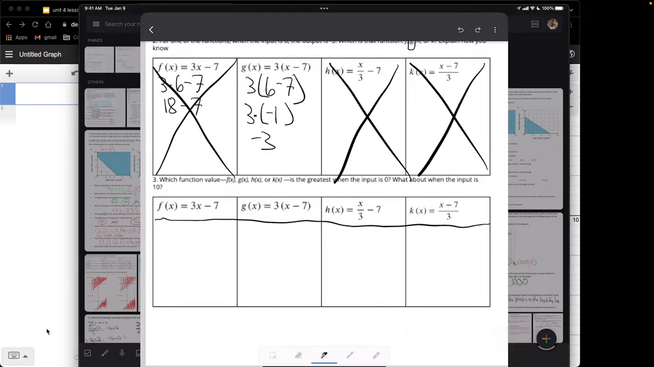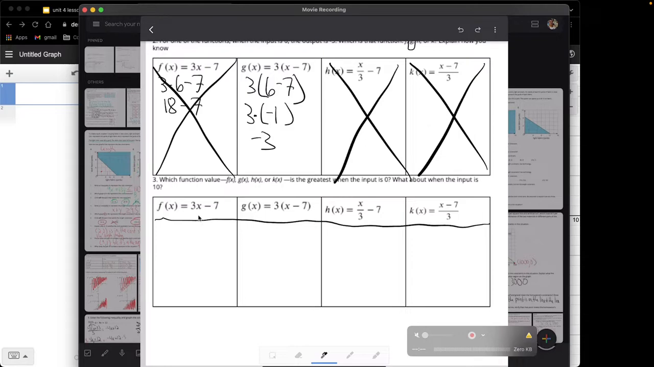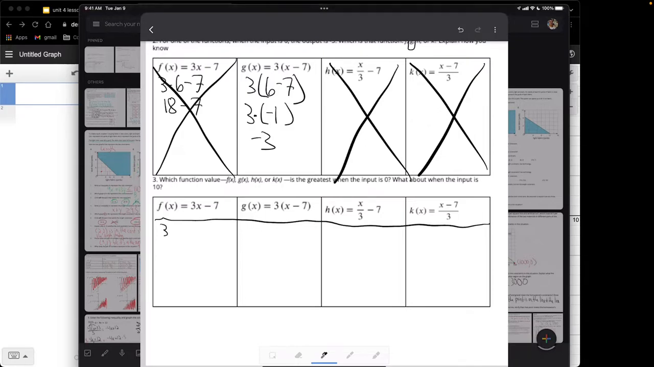So let's start with f. If I plug in 0, that's going to be 3 times 0 minus 7. So 3 times 0 is 0, and 0 minus 7 is negative 7. Okay. Let's go to g now.